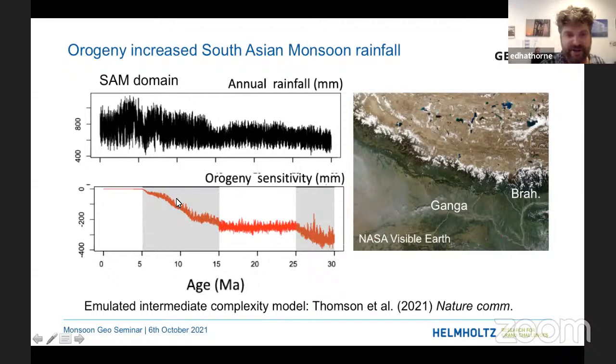as you increase the height of the mountains, the monsoon rainfall increased by some 400 millimeters per year in these models, which is significant. And this, of course, you have to remember, is spread over the whole South Asian domain. And so in hotspots, like I showed you in the last figure, it could be even more.